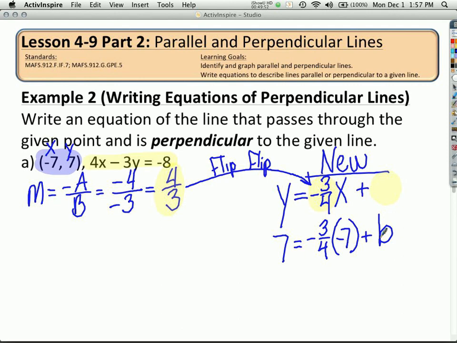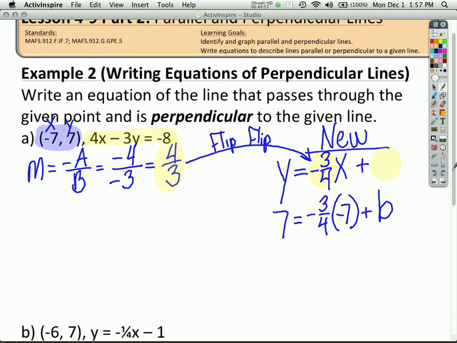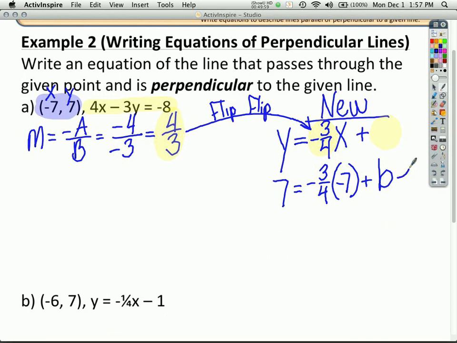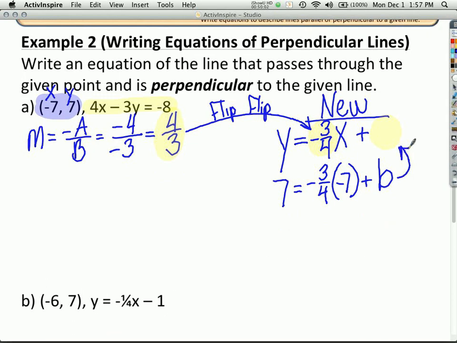Well, I said before I wasn't going to do any fraction lesson today, but you're going to get a little bit of help. Because you have to solve this so that we can plug in that piece of information. Seven equals negative 7 times negative 3/4. Negative times a negative is a positive. When you multiply a whole number times a fraction, you multiply the numerators. So 7 times 3 is 21, and we get 21/4 plus b.